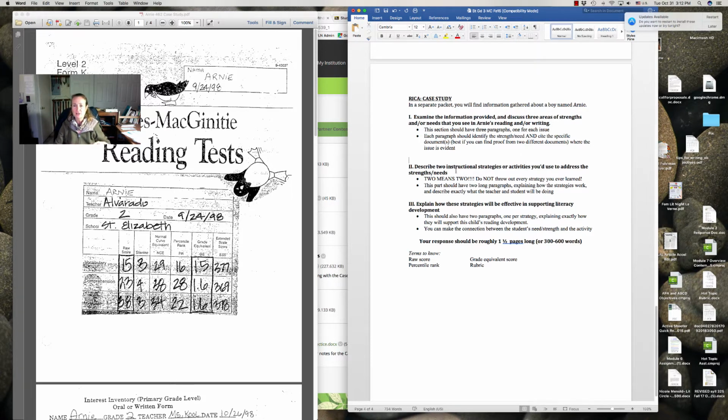Then you want to identify 2 strategies that you would do to support that child. Now, they really are careful about this. Don't give them a laundry list or grocery list of all the things you know to do for that particular issue.